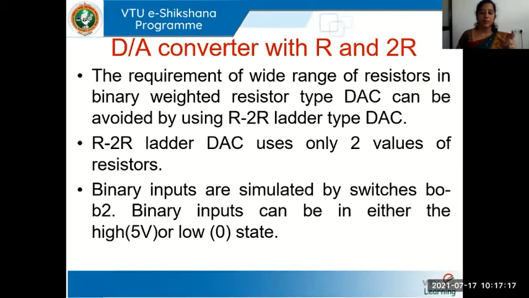So first, the most important thing with this R2R is that the requirement for the wide, big range of resistors in the weighted resistor DAC is eliminated. I don't need a huge range of resistors like in the weighted resistor DAC. Only two values of resistors, R and 2R, are needed. And as usual, just like in the weighted resistor DAC, we will connect the binary inputs through switches B0 to B2 or B0 to B3, depending on whether we have a 3-bit DAC or 4-bit, and so on.